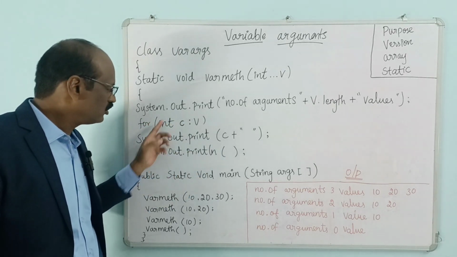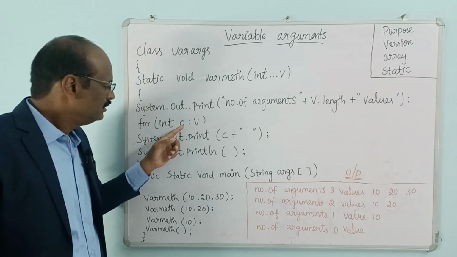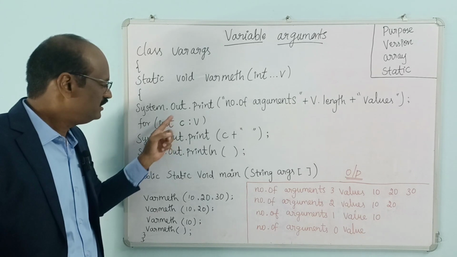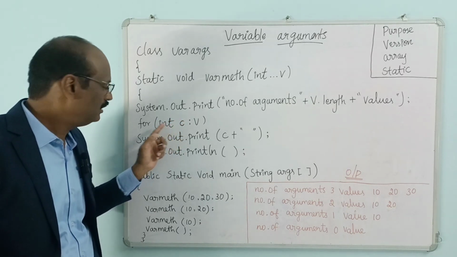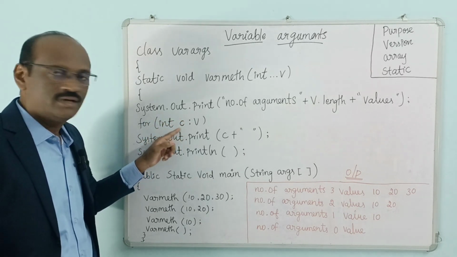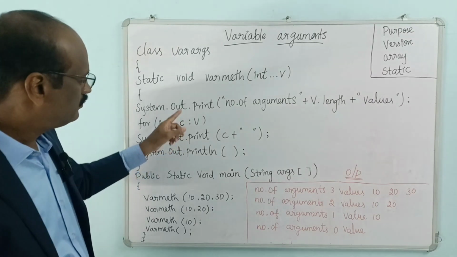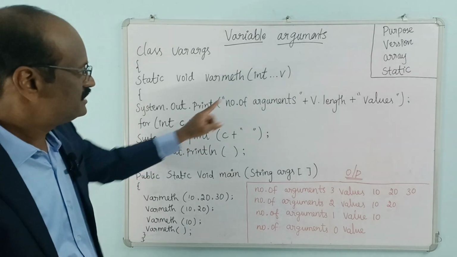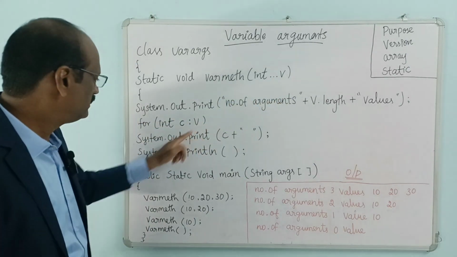In the enhanced for loop, c is the iterative variable. Before the colon symbol, I am using the iterative variable. c is the name of the iterative variable. Integer is the data type. After the colon symbol, I have to mention the name of the collection. Here, the name of the collection is v, that is the implicit array.